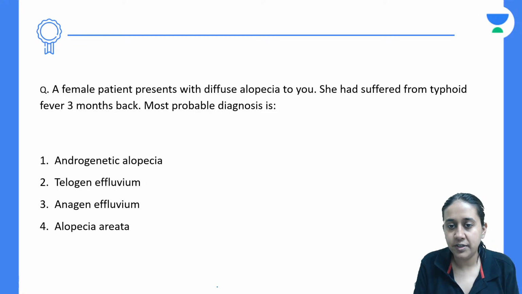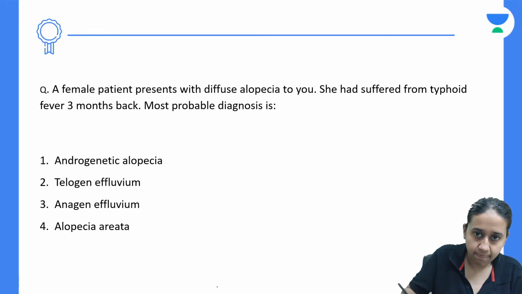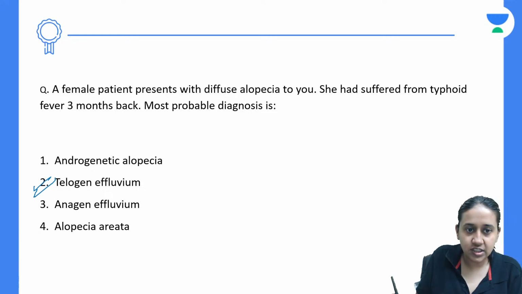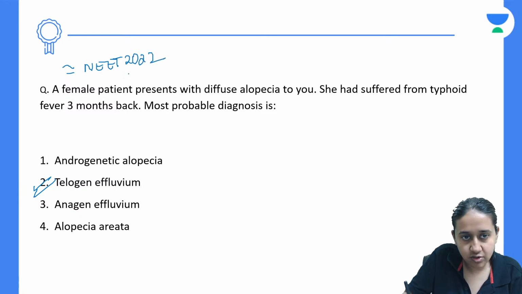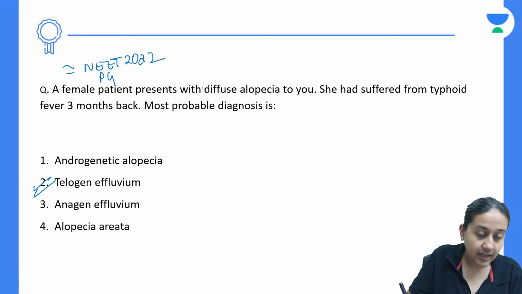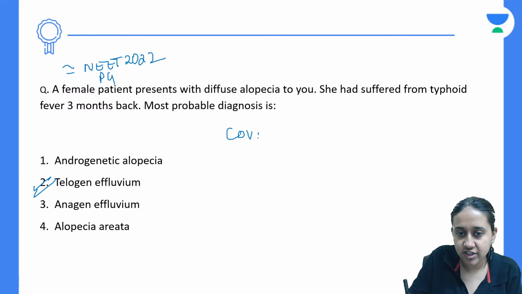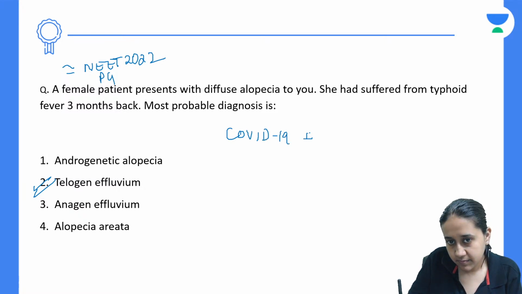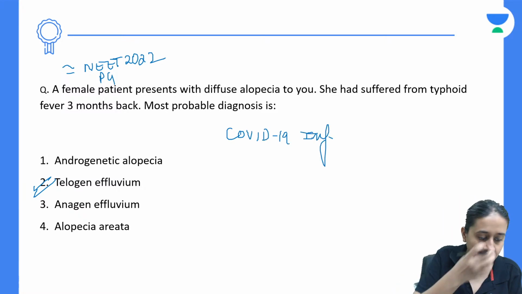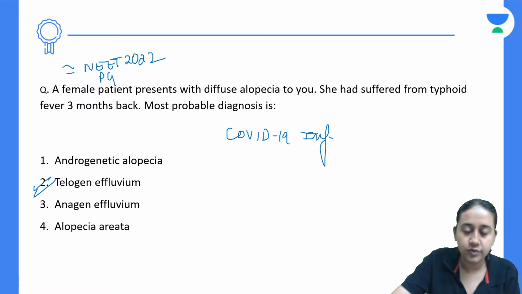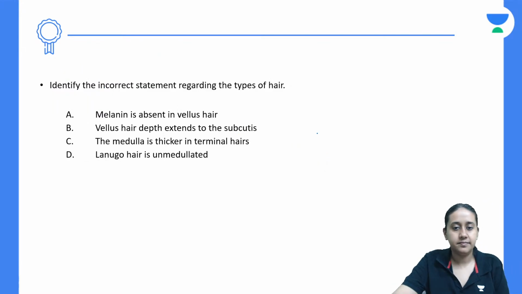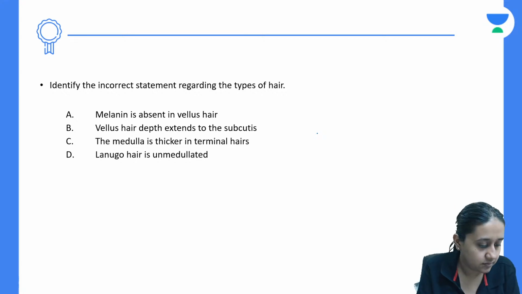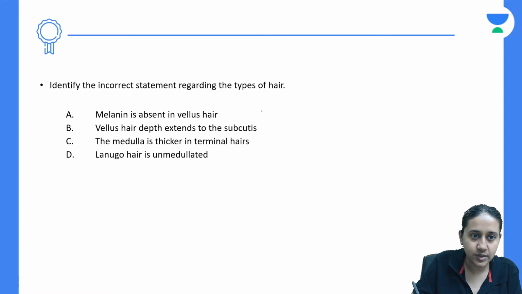Female presented with diffuse alopecia. She had suffered from typhoid. The most probable diagnosis is telogen effluvium. We have a very similar question in NEET PG 2022, and there they have given you the history of COVID infection. So this is a patient with telogen effluvium. Next. I hope the question is visible to all of you.